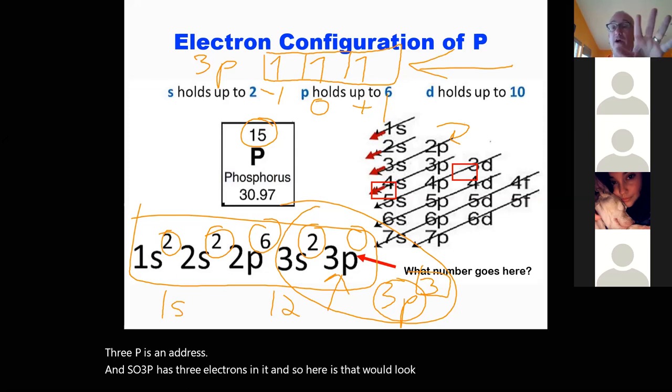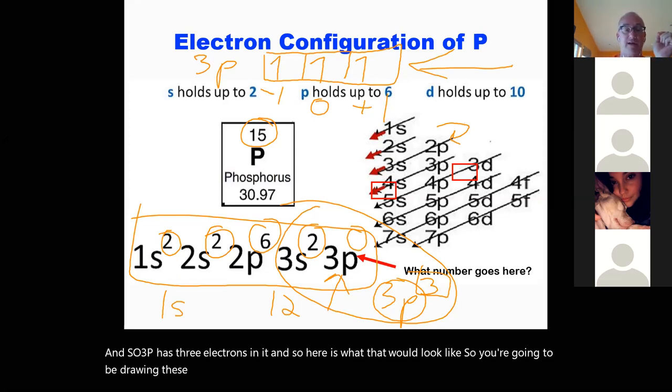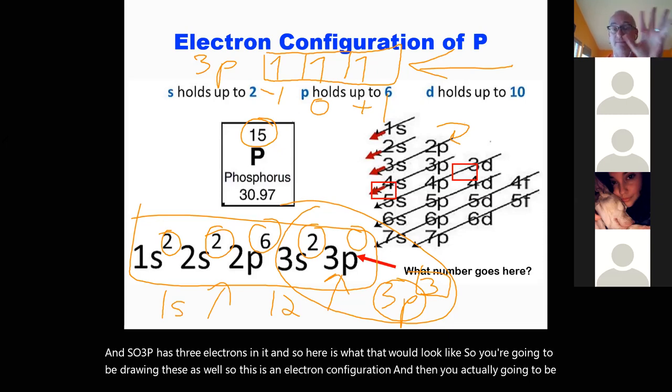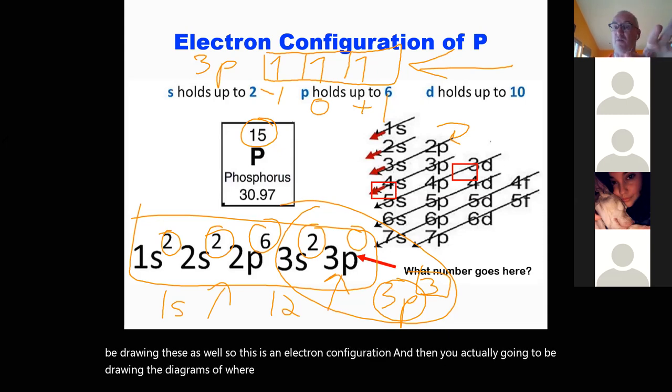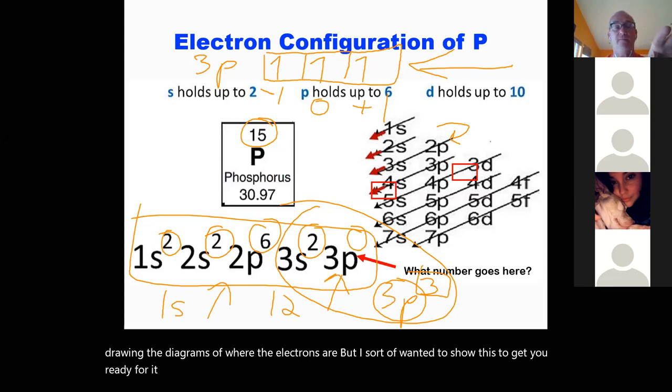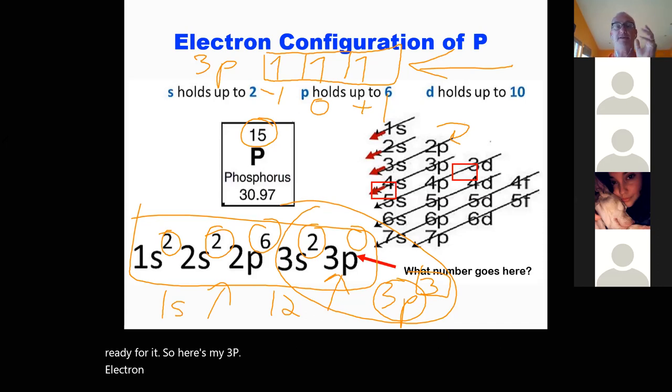So you're going to be drawing these as well. So this is an electron configuration. And then you're actually going to be drawing the diagrams of where the electrons are. But I sort of wanted to show you this to get you ready for it. So here's my 3P electron configuration for phosphorus. Okay, so this is what phosphorus looks like and where its electrons are.